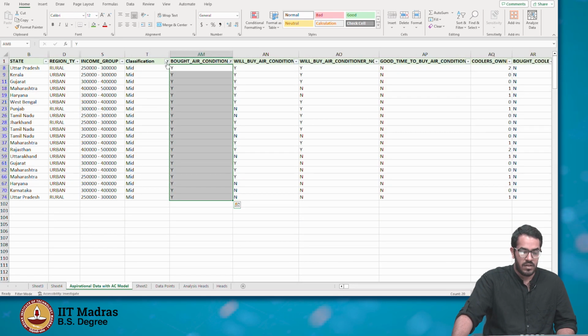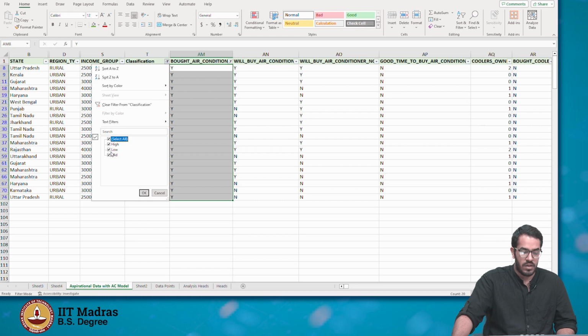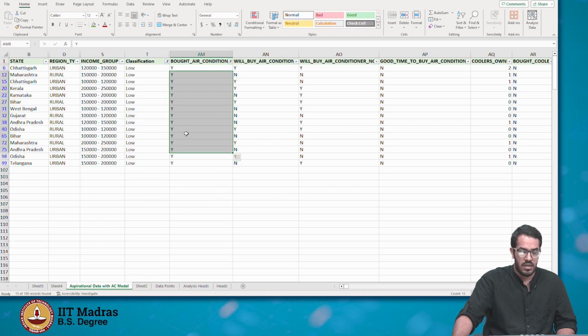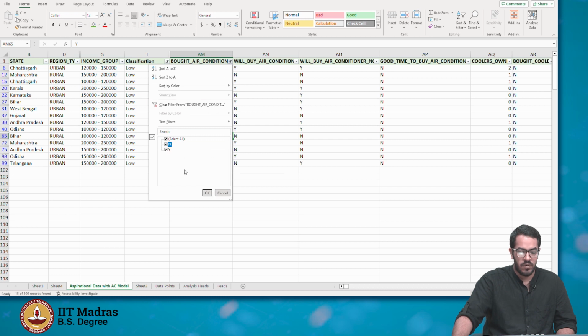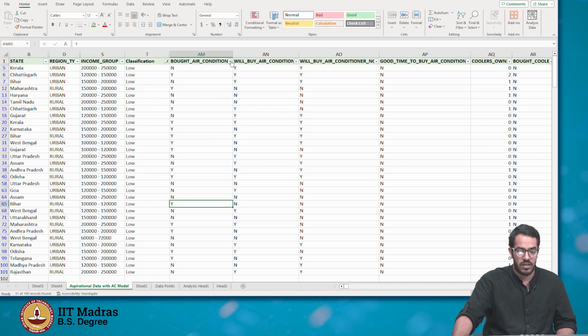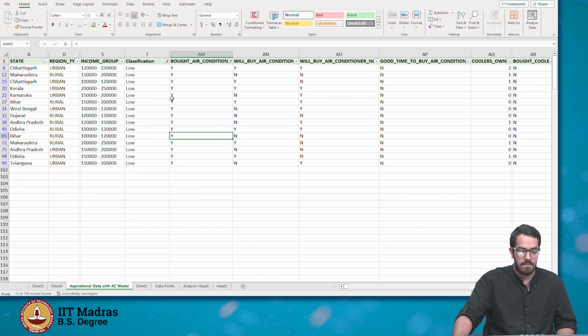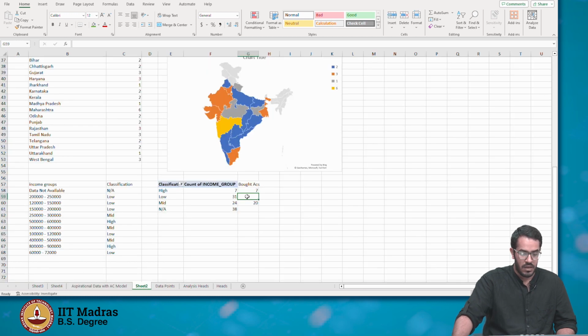And we go back here and see how many people in the low income group have already bought ACs. Oh, this is surprising. And how many have not bought ACs? Okay, so this is a bigger number. Let's unselect this and just select yes. Out of 31 people, a total of 15, that is almost 50%, have already bought ACs. Okay, 15 people have ACs already.